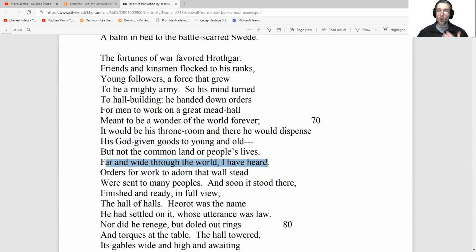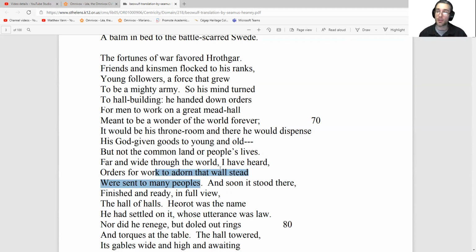He sends these orders far and wide. I have heard orders for work to adorn that wallstead were sent to many peoples, and soon it stood there, finished and ready. So many peoples are being gathered together under one banner. He is amassing a community. And how is he doing that?